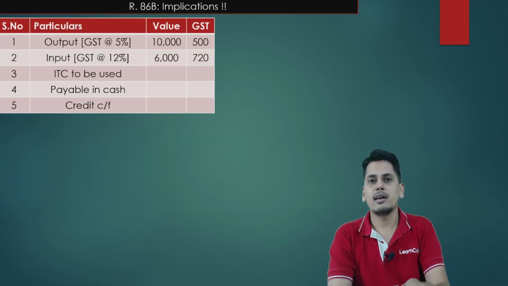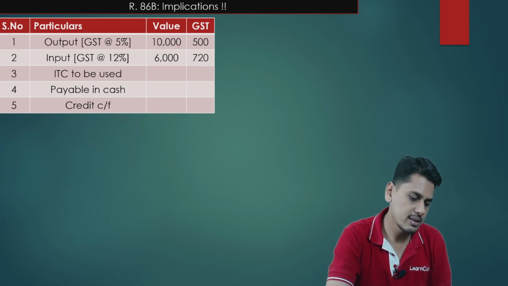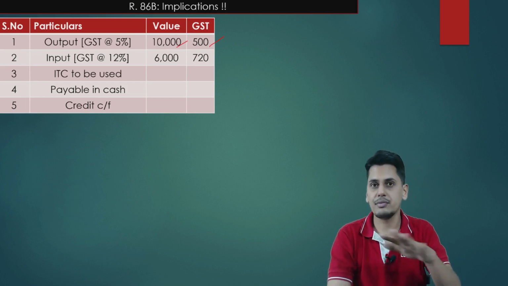Let's have a look at another case. Let's say friends, output supplies value 10,000, GST thereon is 500. We are assuming all the figures are in crores.